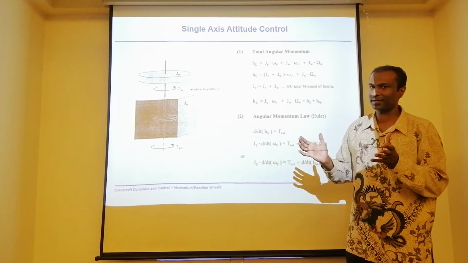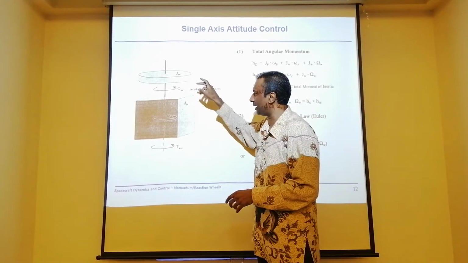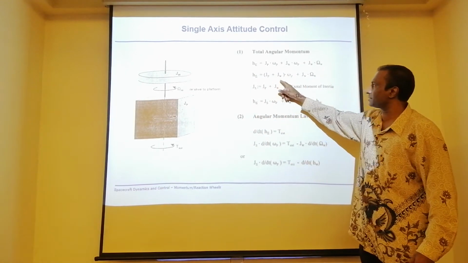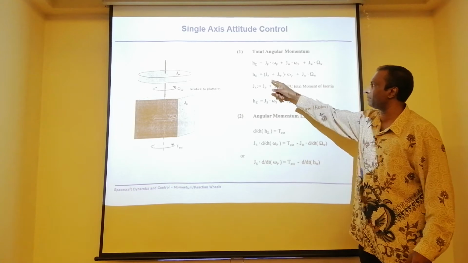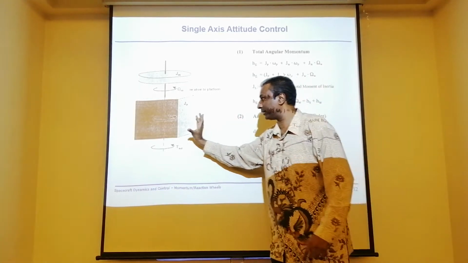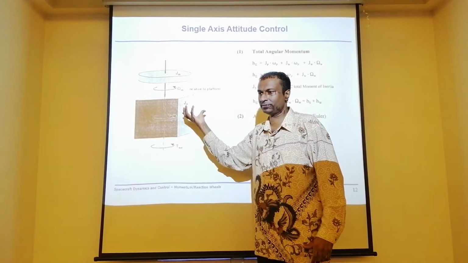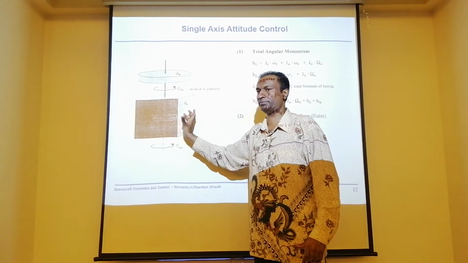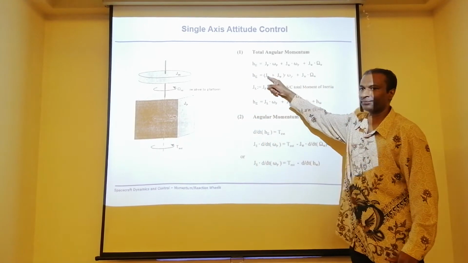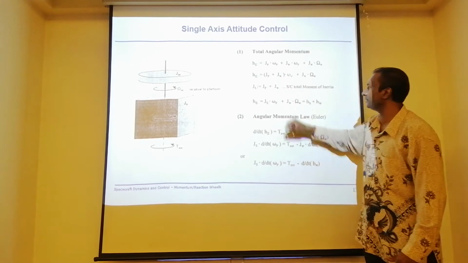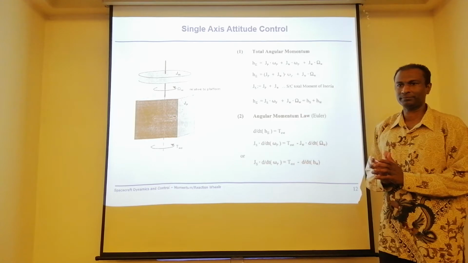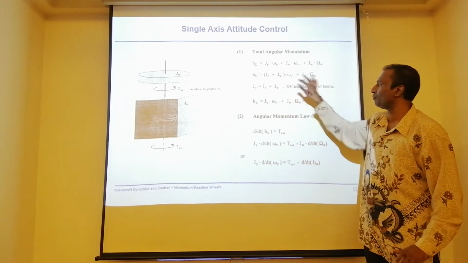I can take the wheel and the platform as the satellite. So wheel plus platform is rotating at the speed of the satellite, omega satellite, which is one quantity, and the wheel itself is rotating at its own speed. Okay, so you have two components.